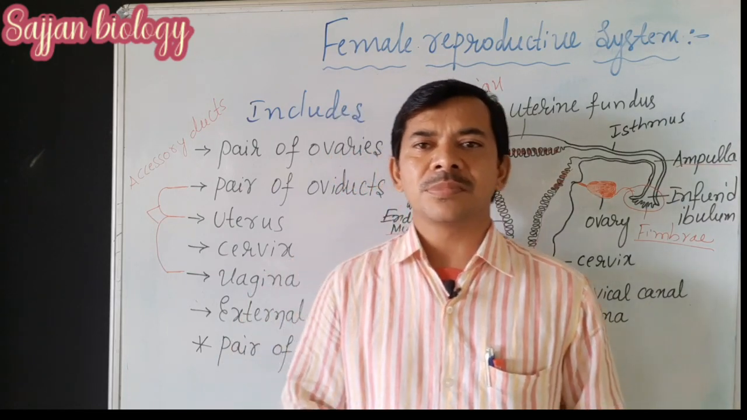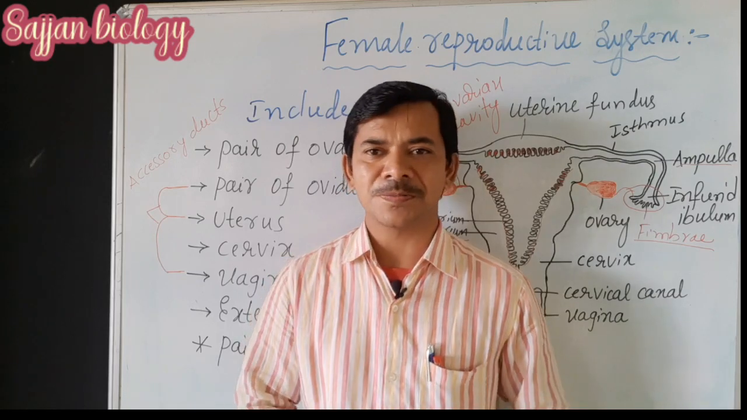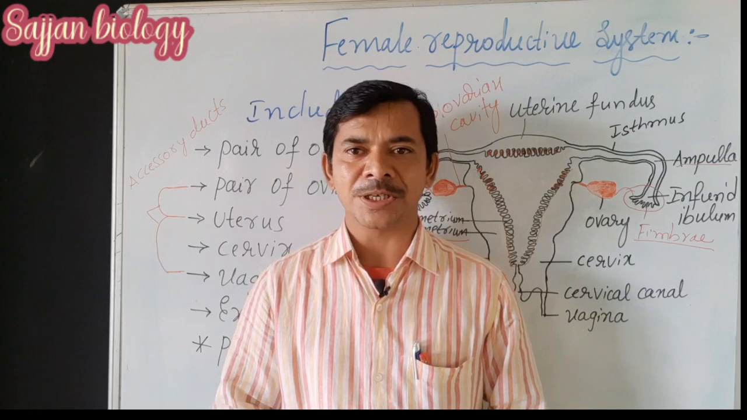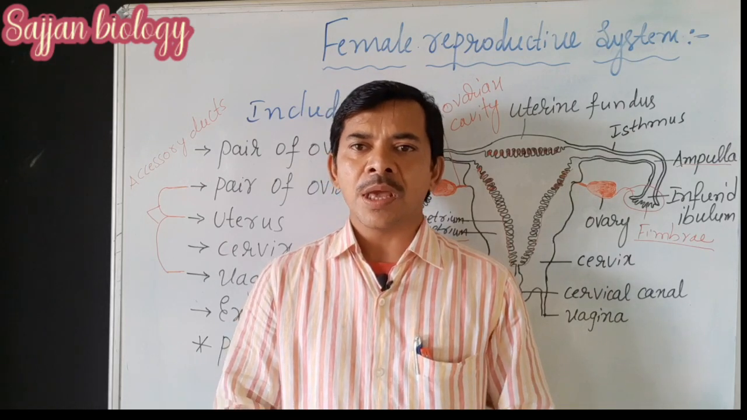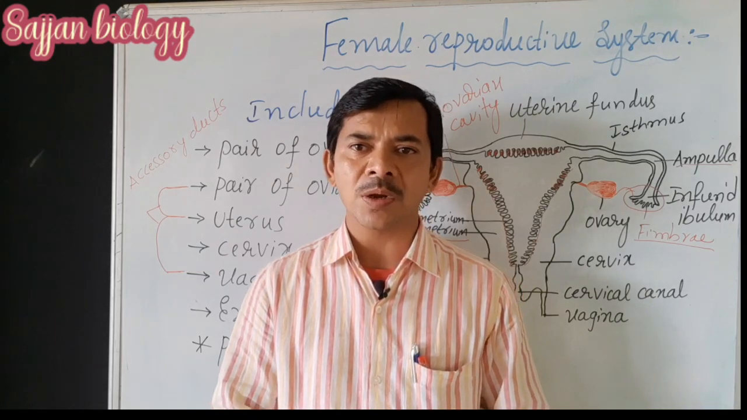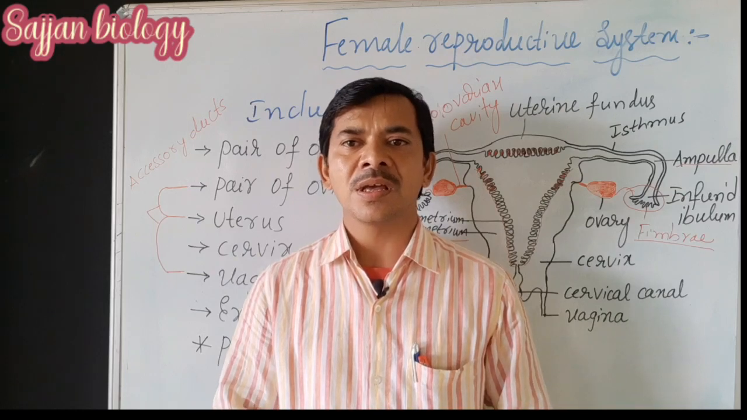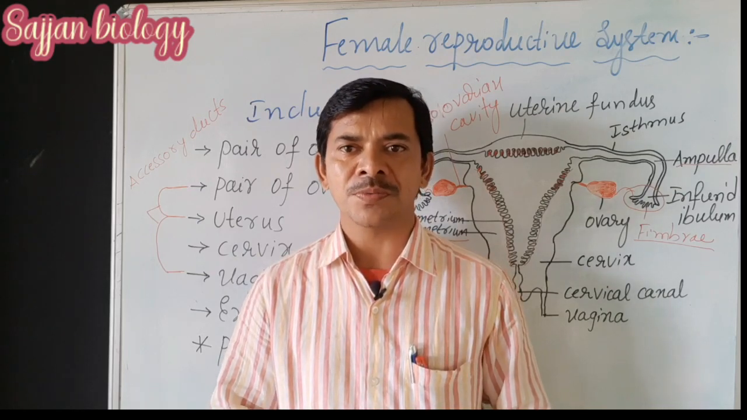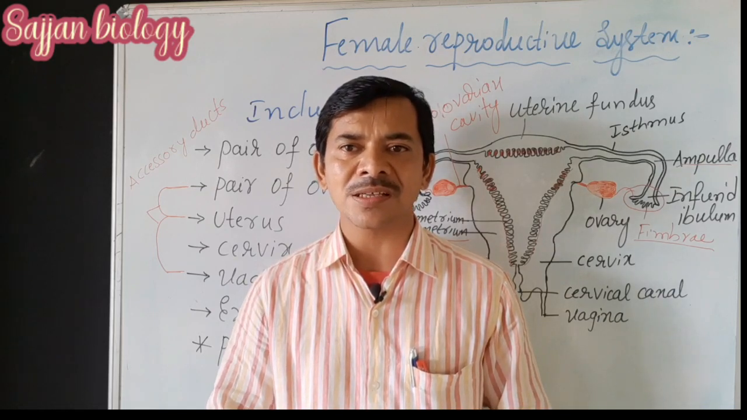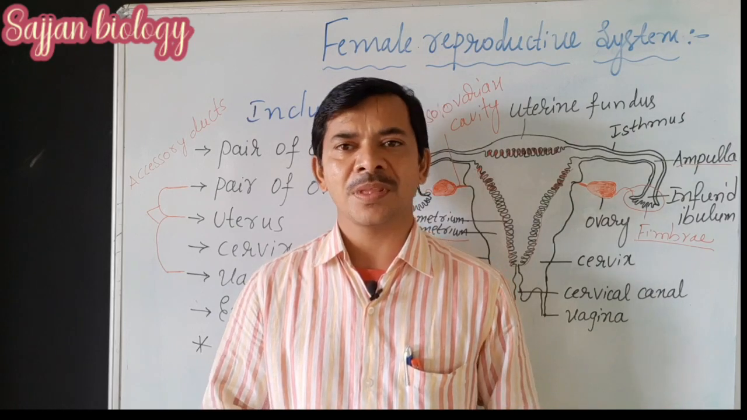And in this system, the ovaries are considered as the primary sex organs. Why do we consider them as primary sex organs? Because they are responsible for producing the female gamete called egg or ovum, and they also secrete ovarian hormones which are essential to maintain the secondary sexual characteristics in females, and along with that to maintain the pregnancy.